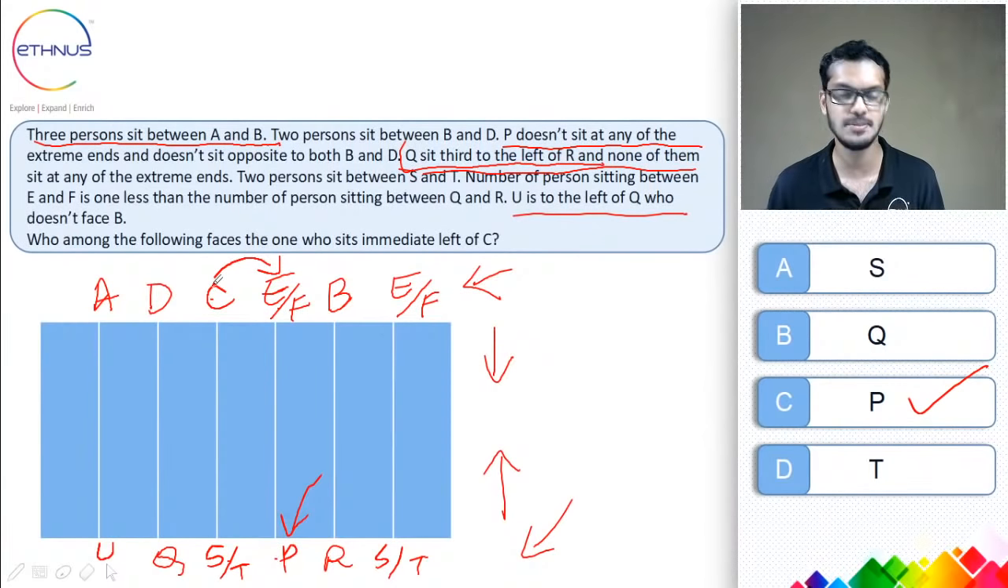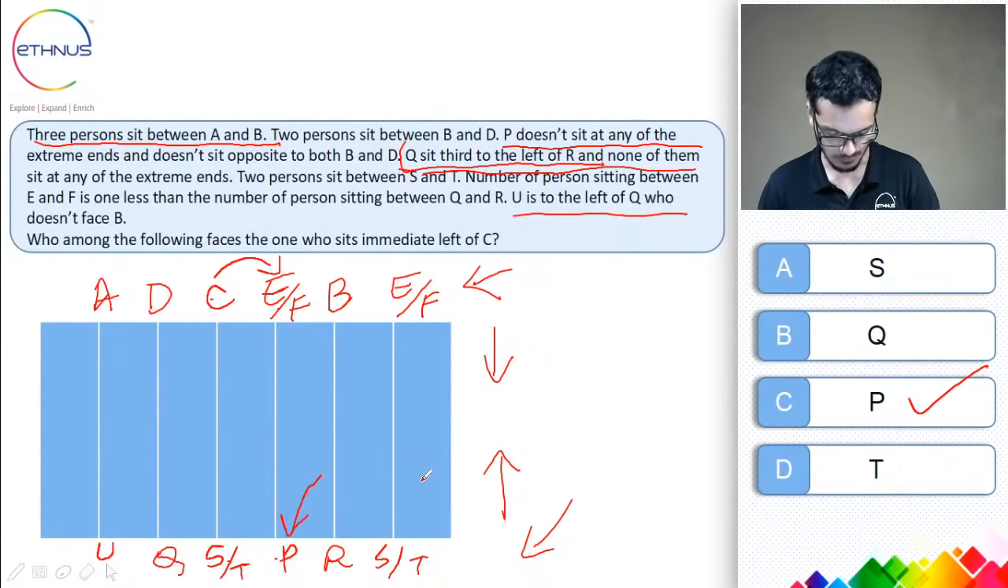Yes. So Q will be opposite to D, and D is towards the right of C since they are facing towards the center. Okay. Wonderful. So let's move on to the next question, and here is the next question on the screen.